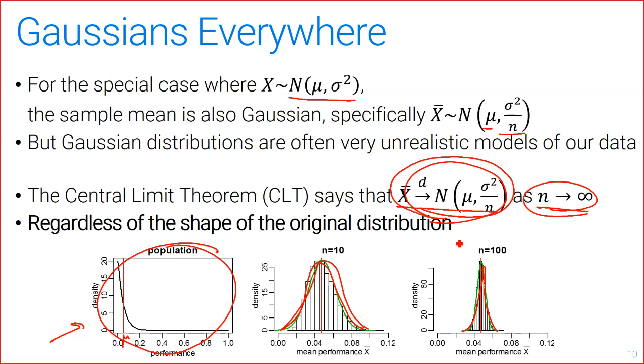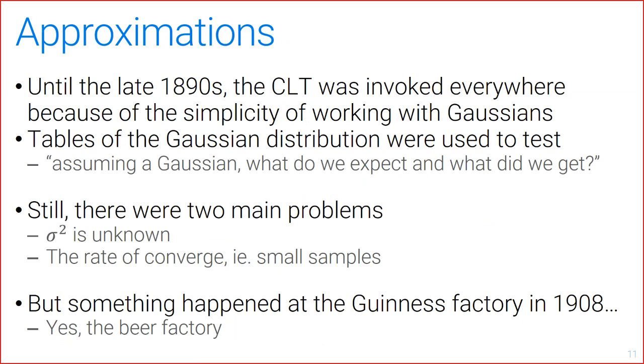So, until the late 1890s, everyone was just invoking the central limit theorem for basically everything because of the simplicity of working with Gaussian distributions. There were literally books with huge tables of Gaussian distributions, just so that people could see the significance of their result, to see how much they expected the random error to be. So everything was like, assuming we have a Gaussian distribution, we do this and this and that, and this is what we get. And still, there are two problems.